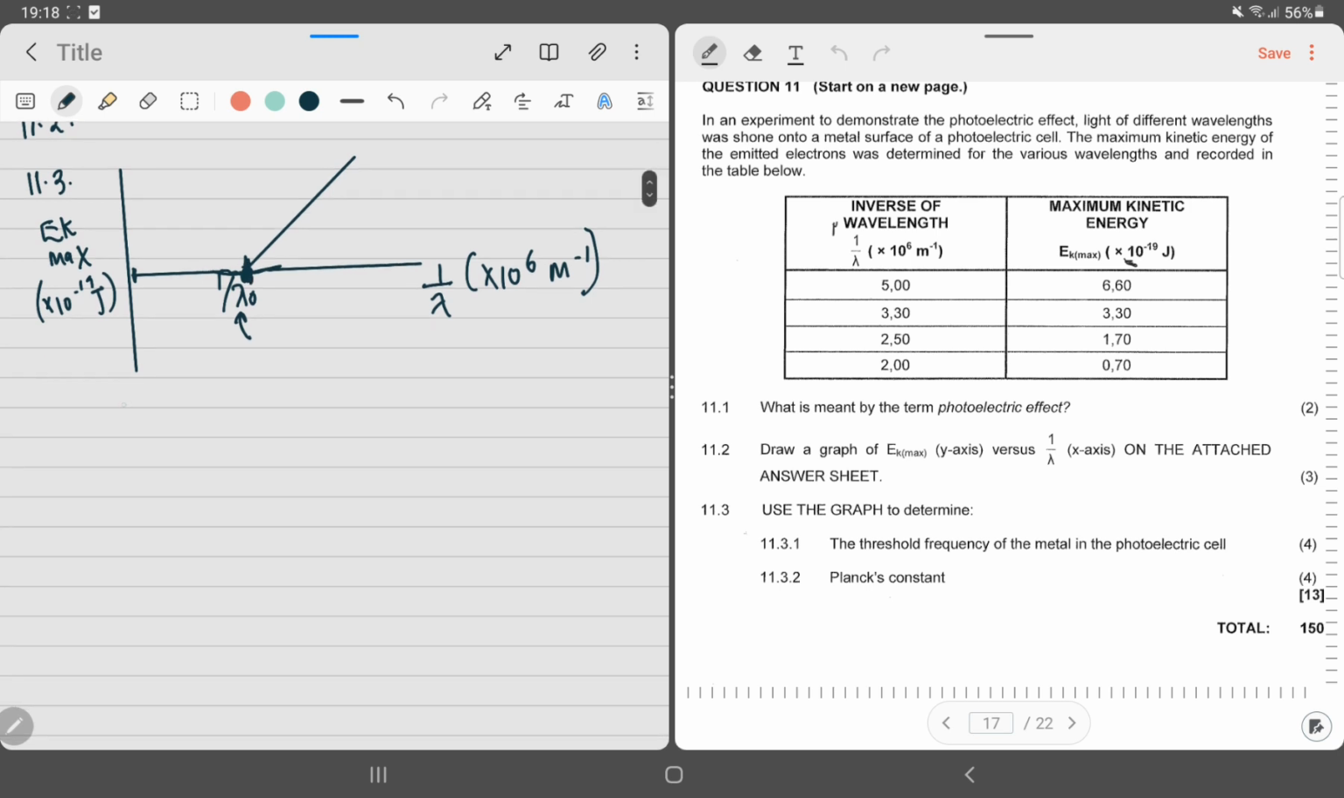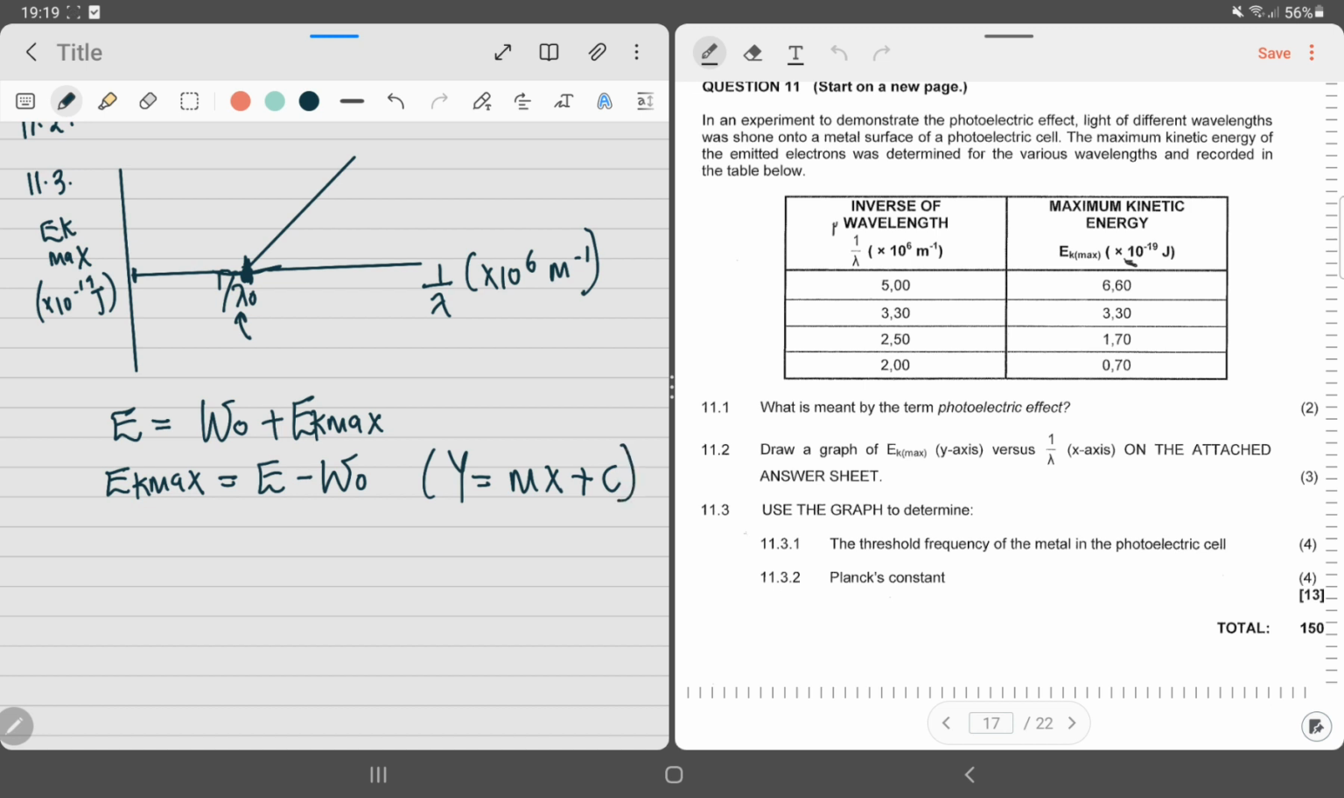We have this equation right here. I want us to modify this equation so that it becomes a representation of the graph. The maximum kinetic energy is on the y-axis. So this is going to be EK max, which is going to be E minus the work function. So this becomes y equals mx plus c. We can see that y is a representation of the kinetic energy. We must find the gradient, and then c is the y-intercept.